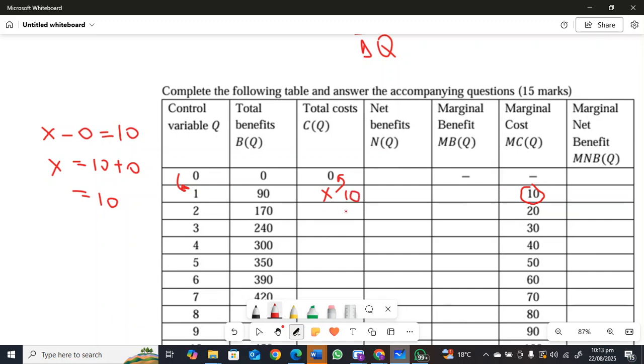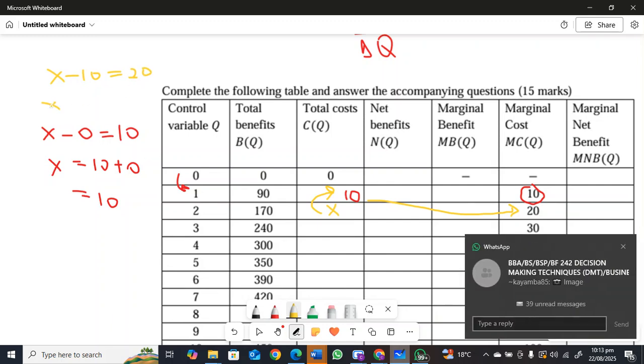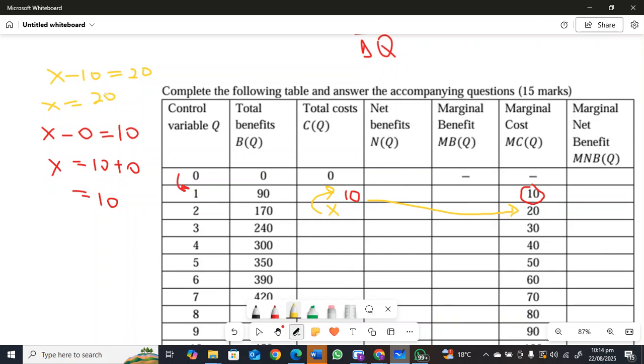Any questions before I get to the next total cost? Okay, we go to our next total cost. In order to get this total cost here, we have to subtract 10 so that we get 20 here. So we say x minus 10 equals 20. To get the value of x, 20 plus 10 gives you 30.